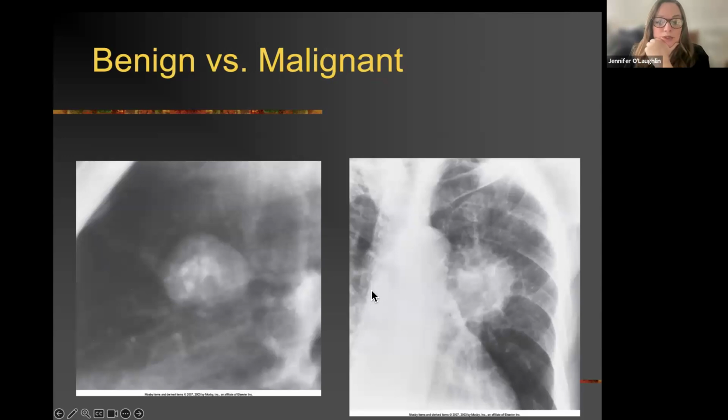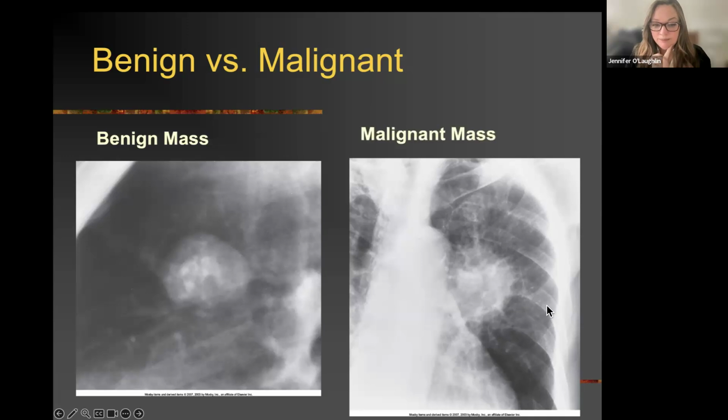So looking at these two, there's a tumor on each one of these x-rays. This one has nice smooth borders, and you can see how this one is spiculated, like it's reaching out into the tissue around it. So this one is benign, and this one is a malignant tumor.